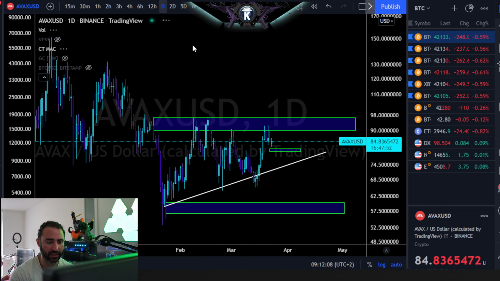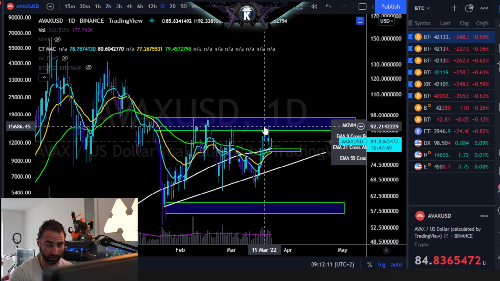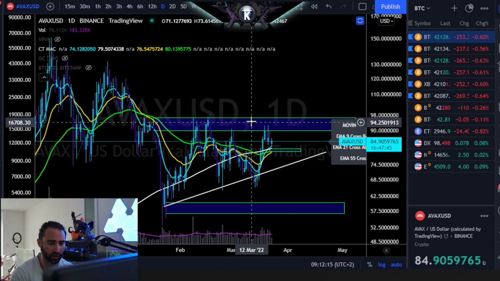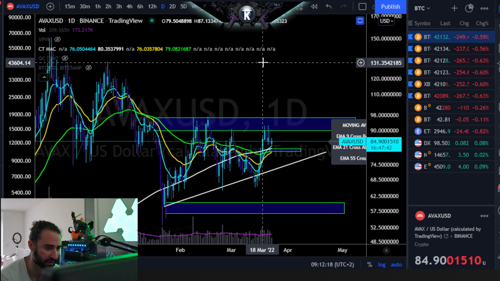Where would I validate, in this case, a major reversal, actually? Kind of the same thing as before. I still want to see at minimum a daily closure above $90, with targets up short-term towards about 98.